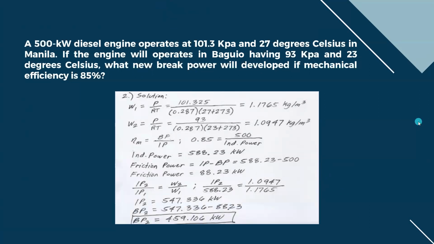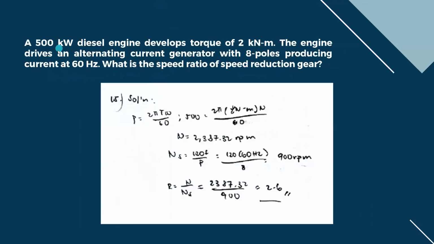The next sample problem is: a 500 kilowatt diesel engine develops a torque of 2 kilonewton-meters. The engine drives an alternating current generator with 8 poles, producing current at 60 Hz. What is the speed ratio of the speed reduction gear? So ito po yung solution, kung saan ang nakuha po nating ratio ay 2.6.